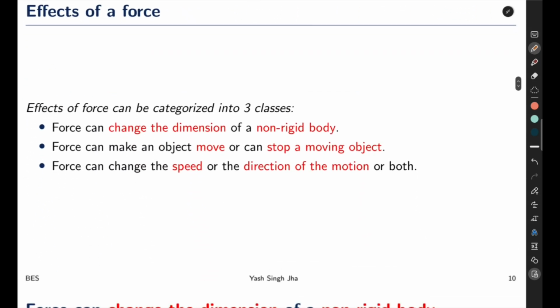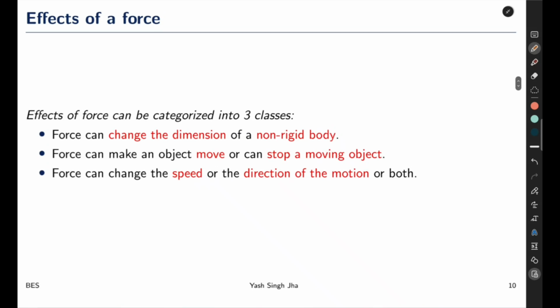Moving on, the effects of a force. That is what we wanted to know since the very beginning: how do things happen? Force is a cause. So what are the effects? We have already looked at it. Let us revise. First, we can categorize it into three classes. What's the first one? Change the dimension of a non-rigid body. Second, force can make an object move or can stop a moving object. Third, force can change the speed or direction of motion or both. Let's look into each of it in greater detail.